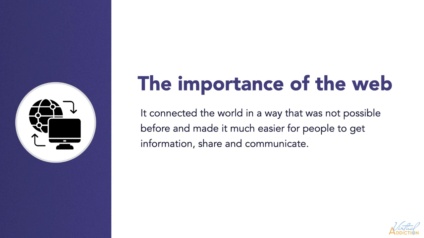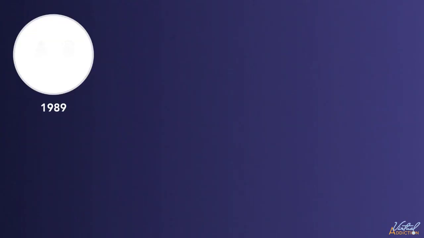The reason that the web is so important is it opened up the internet to everyone, not just scientists. It connected the world in a way that was not possible before, and it made it much easier for people to get information, share, and communicate. It also allowed people to share their work and thoughts through social networking sites, blogs, and video sharing. In 1989, Sir Tim Berners-Lee wrote the original proposal for the World Wide Web. He wrote about technologies that needed to make the World Wide Web work. His proposal included three main technologies: HTML, URL, and HTTP. These were needed and remain in use today.